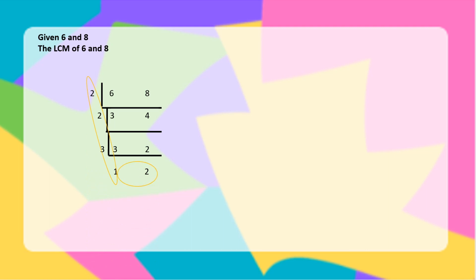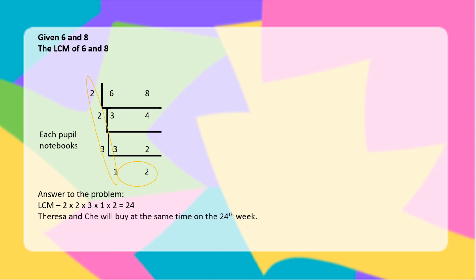And to get the LCM, all you have to do is just multiply all the numbers outside. So the answer for the problem, which is the LCM, will give us 2 times 2 times 3 times 1 times 2, or 24. So, Teresa and Che will buy at the same time on the 24th week.